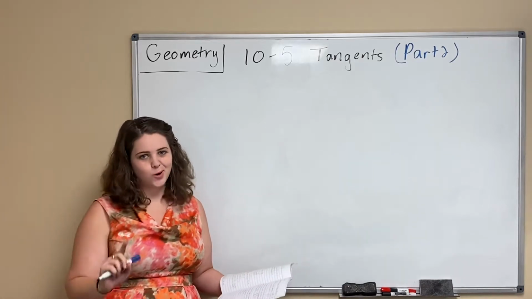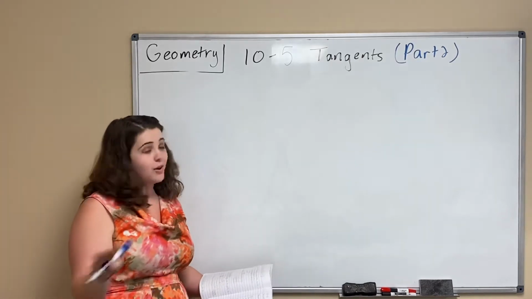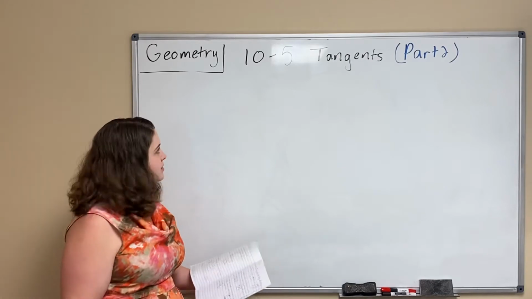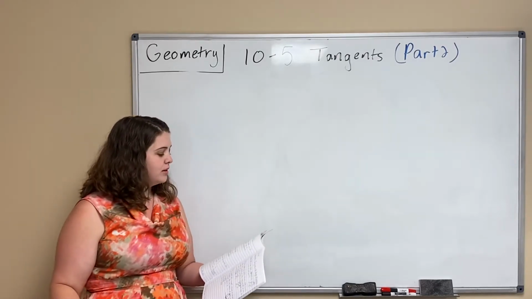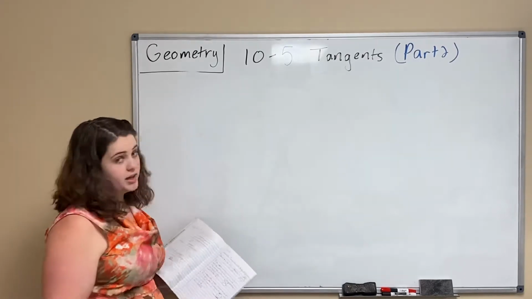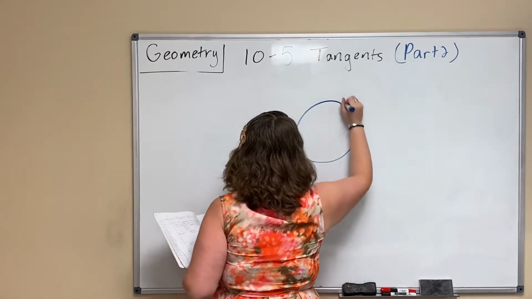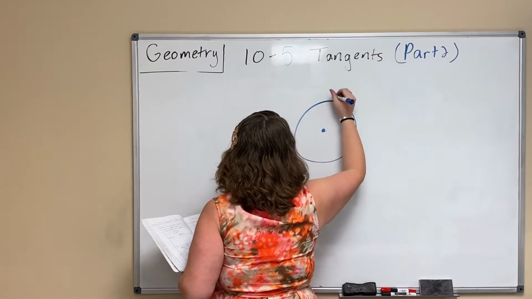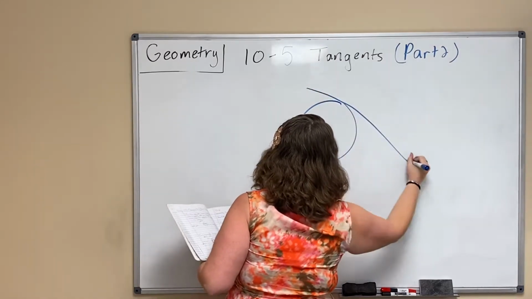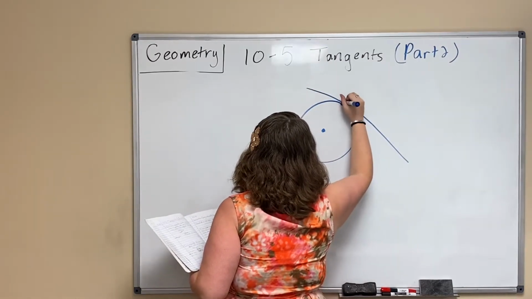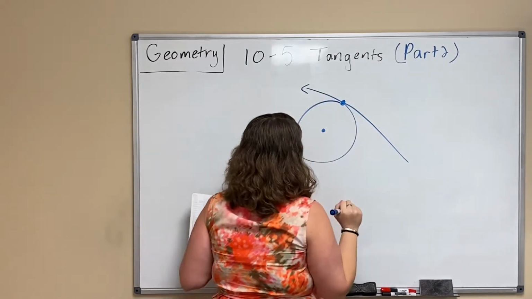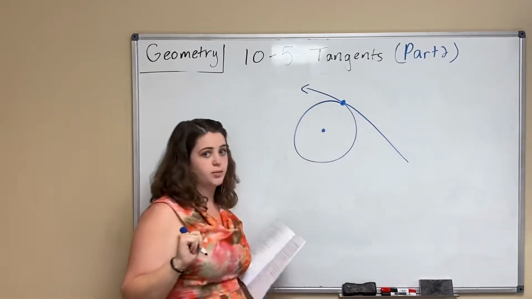Okay, welcome back to math class and welcome to part 2 of our lesson on tangents. We learned yesterday what a tangent was. That's a line that intersects a circle at one point, right? That's a tangent, that's what we learned.